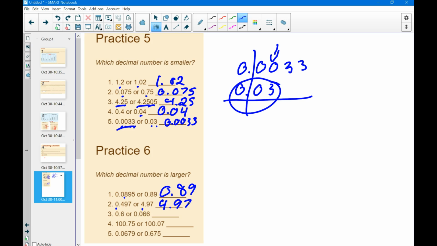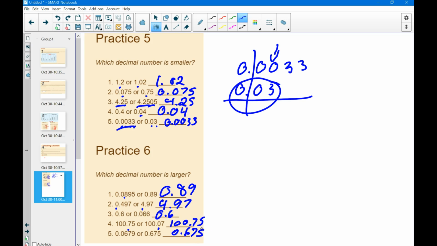Number 3 says 0.6 or 0.06. 0.6 is larger. We have 100.75 and 100.07. This would be a 0 after the decimal. This is a 7. So this one here is larger. And the last one is going to be 0.069 and 0.6. So this one here is going to be larger, 0.675.